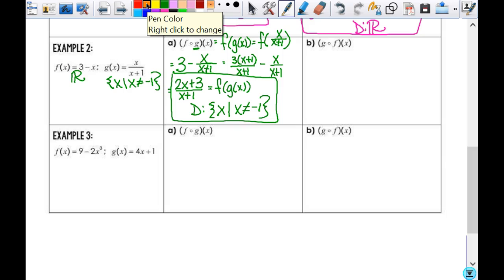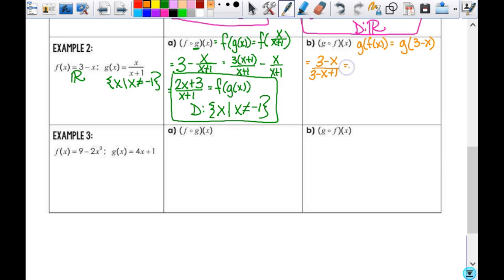So then we move on to g of f of x. So g of f of x will equal g of 3 minus x. So that gives me 3 minus x over 3 minus x plus 1. So that leaves me with 3 minus x over what? 4 minus x. And that is equal to g of f of x. Then I have to look at the domain.